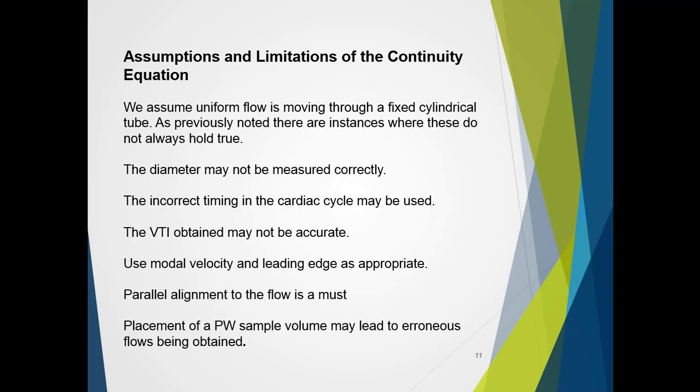The incorrect timing in the cardiac cycle may also be taken. One of the above assumptions is the cross-sectional area is fixed. However, this may change through systole and diastole. The correct timing is mid-systole for the semilunar valves and early diastole for the atrioventricular valves.